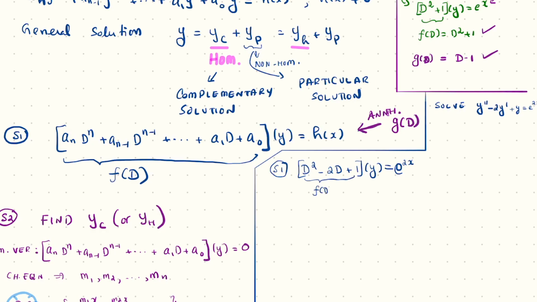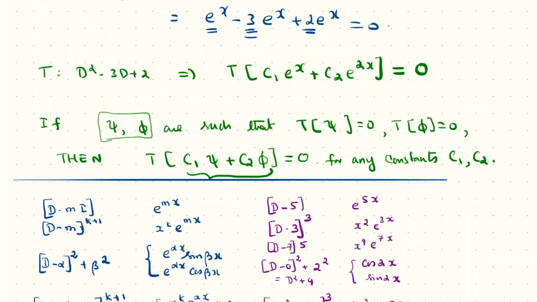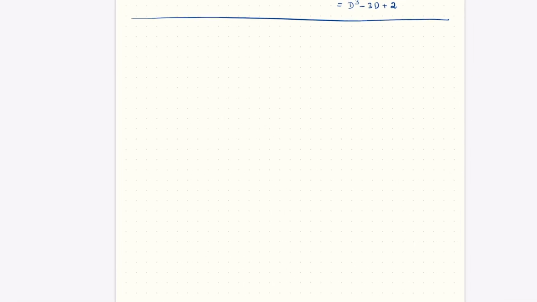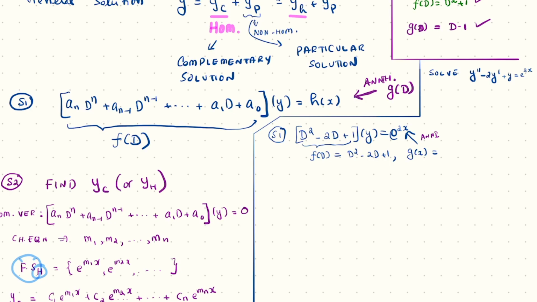That's very easy. So therefore, that tells me f of d is equal to d squared minus 2d plus 1. What about the g of d? The g of d is going to be the annihilator for this one, right? We know from the ones that we looked at earlier that for e to the mx, the annihilator is d minus m, and what I have is e to the 2x. So therefore, the annihilator is going to be d minus 2.